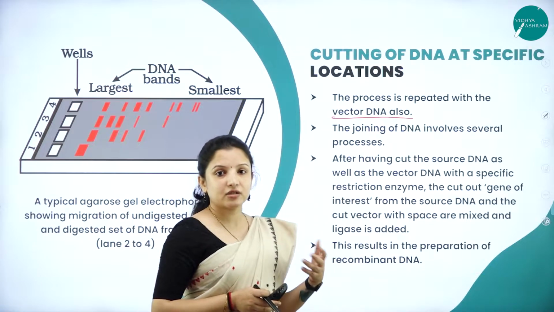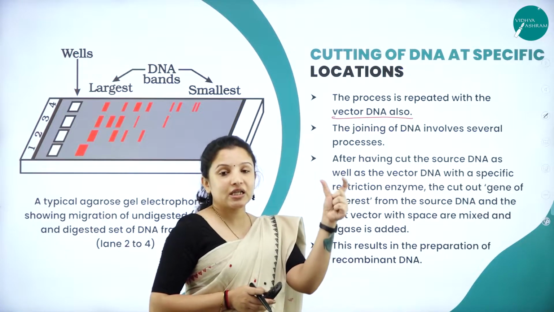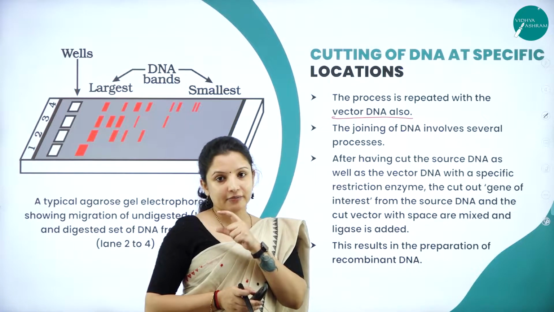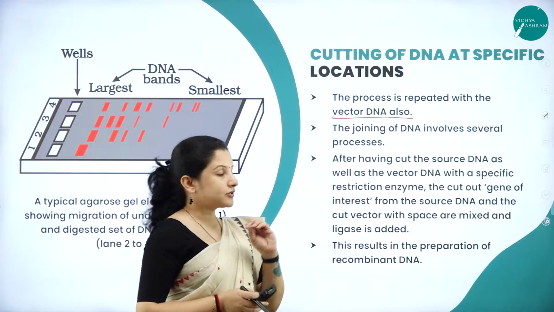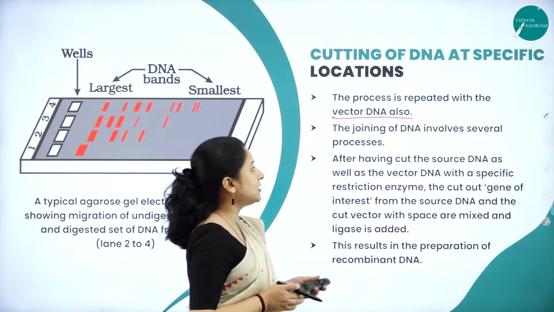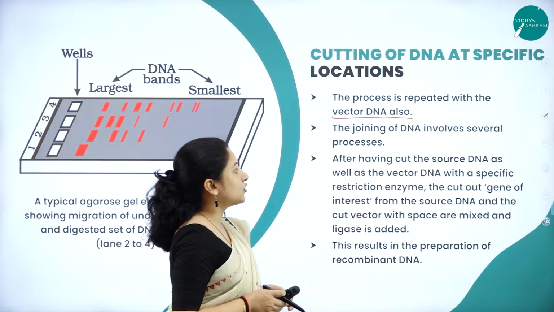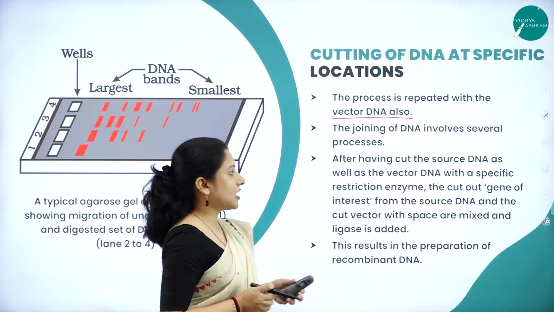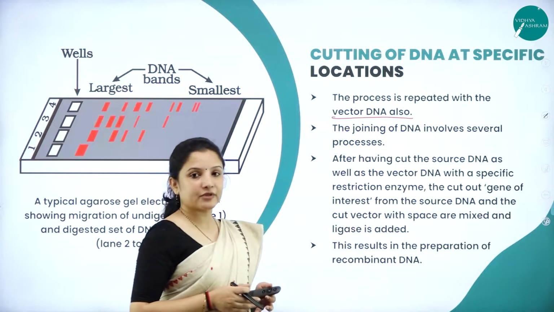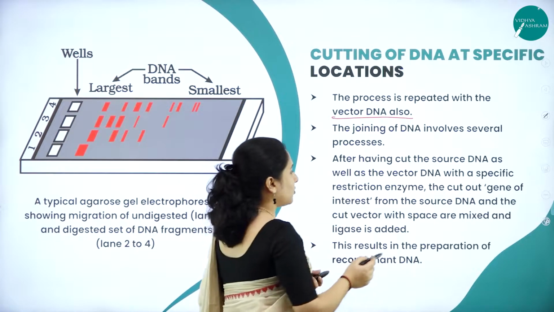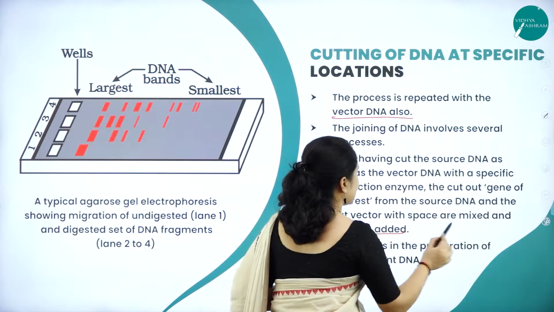By using several processes. Why? Because the DNA is in very small fragments. So that is why those fragments have to be joined back. So joining of DNA is done, and after cutting the source DNA as well as the vector DNA with a specific restriction enzyme, the cut-out gene of interest from the source DNA and the cut vector are mixed and ligase is added.